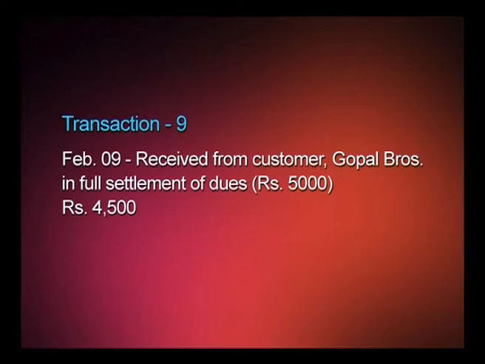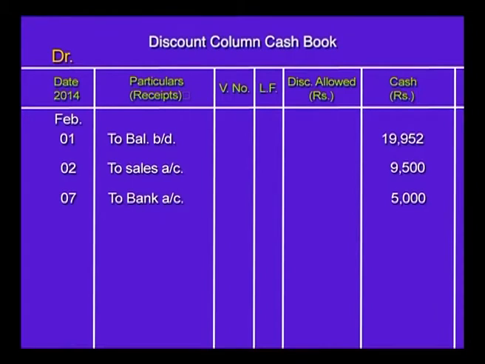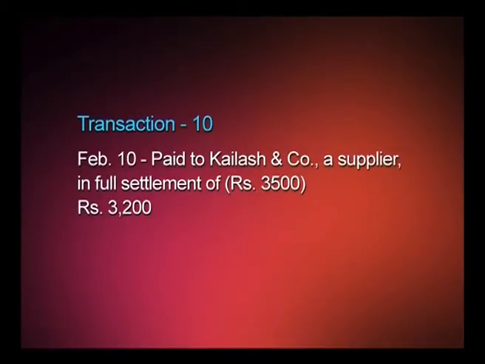To record this transaction, let us move to the receipt side of our cash book. Entry number 4, note it down that 9th of February is the date. To Gopal Brothers, the party that is making you payment, the name of the party is mentioned over there. Now, see that in the discount allowed column you can see 500 rupees, and in the cash column you can see 4,500 rupees. That means 4,500 is the cash received by you and 500 rupees is discount allowed by you on this transaction to your customer.